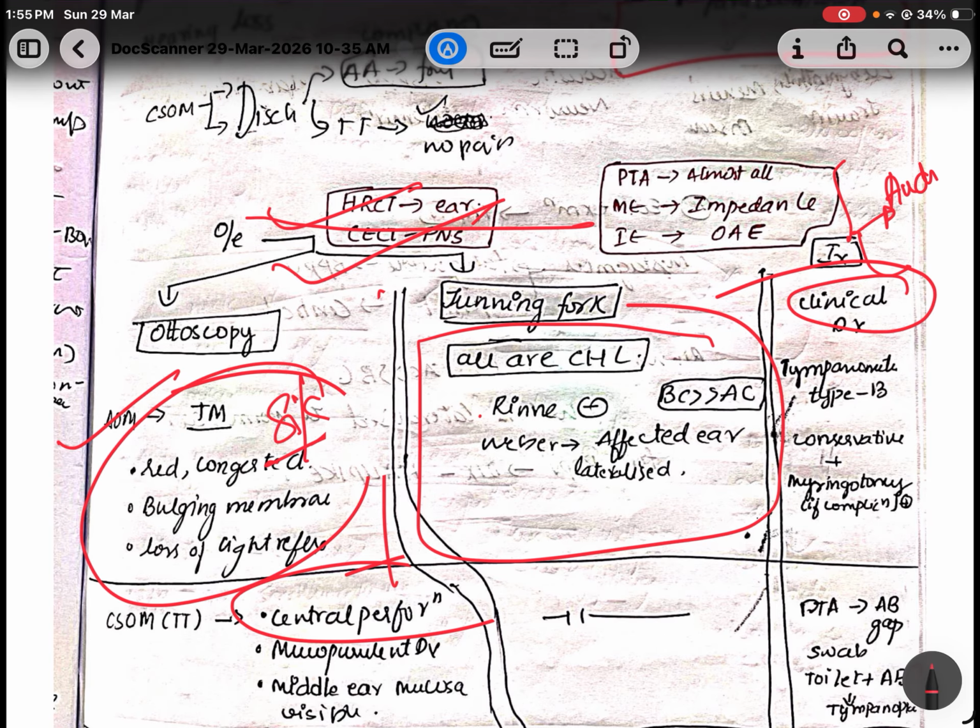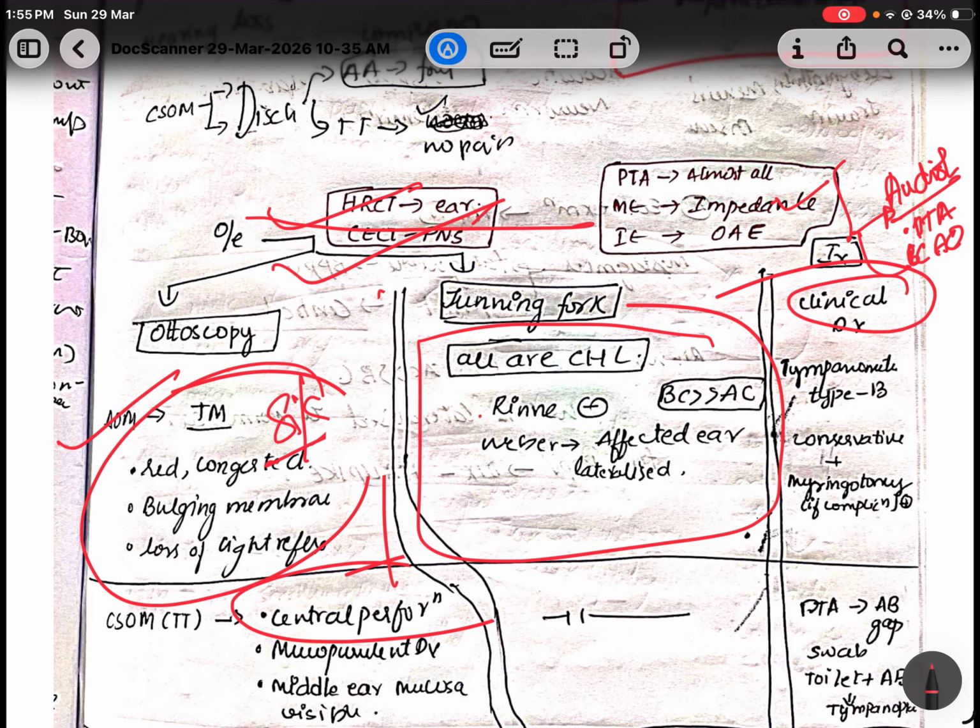If it's a middle ear disease, you can write about impedance audiometry. If it's an inner ear disease, you can write about otoacoustic emissions, depending on the question. But PTA you have to write for almost all, and you have to write what the bone conduction and air conduction are, whether there is a gap, and what the inference is.